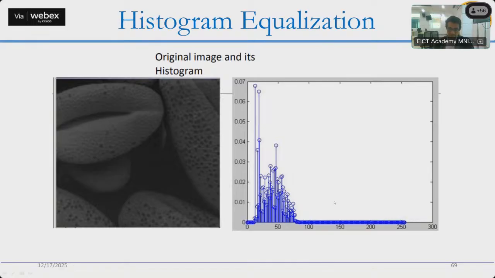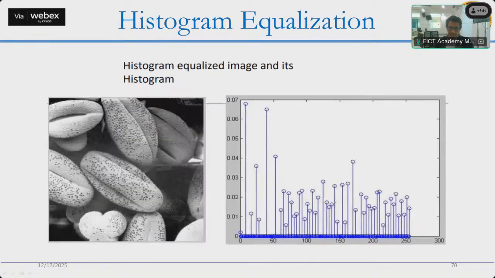Then what we are doing, we are applying the histogram equalization. When we have applied the histogram equalization, you can see it. The important thing in the histogram equalization, see, it is totally spread out, even more than the stretching point. There you can see the resultant image after the histogram equalization process.